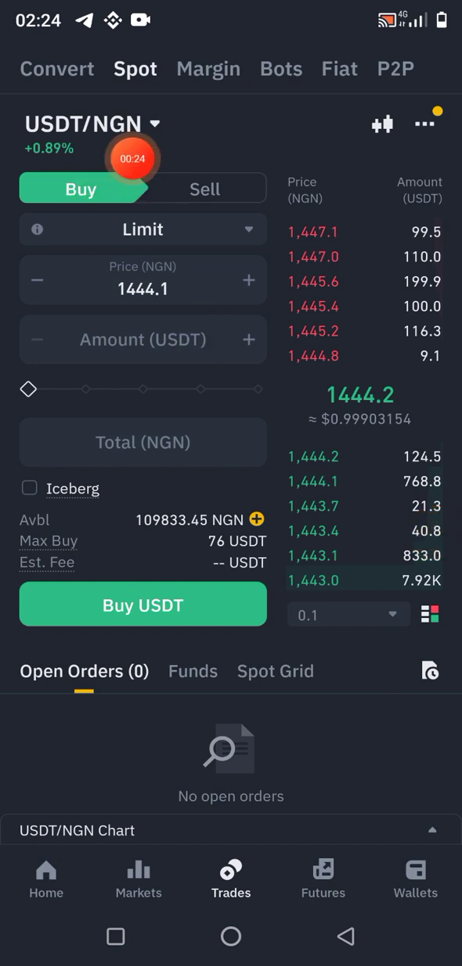So you can see this USDT/NGN pair here. You can see the price of USDT. This is the price of USDT as of right now on the spot market. Now you can see that USDT has been increasing against Naira for some months now. So let's check the chart.